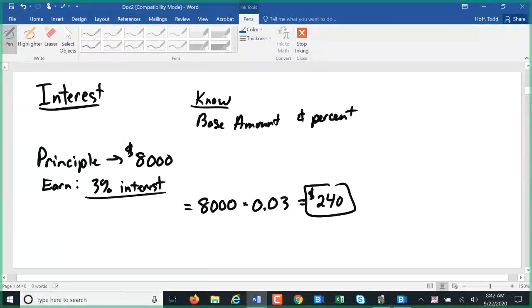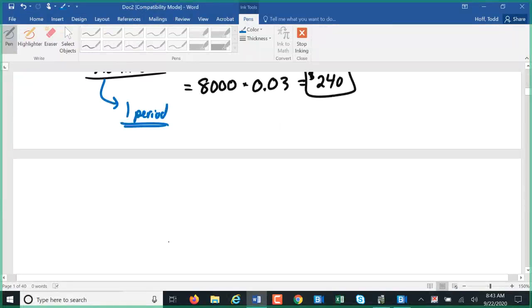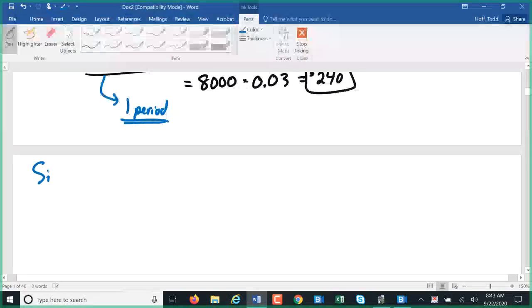Now, there's a flaw in this little statement here. Actually, the math is correct, but the flaw is that this is just exactly one period. So in order to account for the fact that the time frame may not be a full period of time, we have a formula for simple interest.